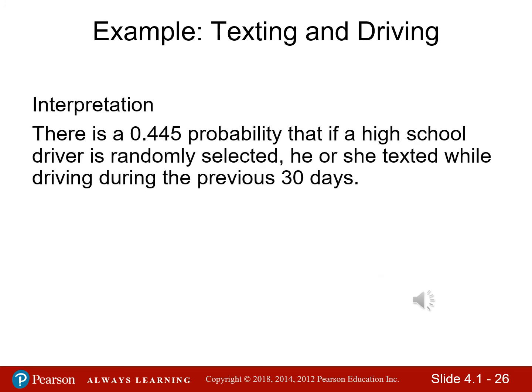So what does this number tell us? It tells us that there is a 0.0445 probability that if a high school driver is randomly selected, he or she would have texted while driving in the previous 30 days.